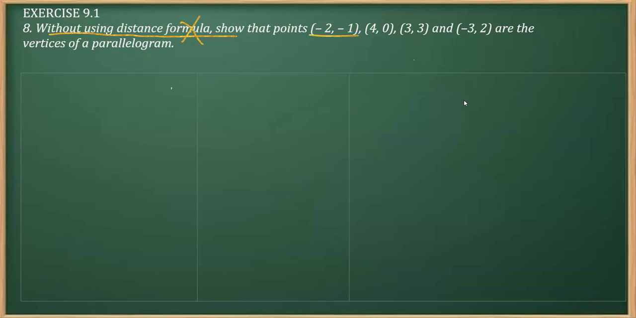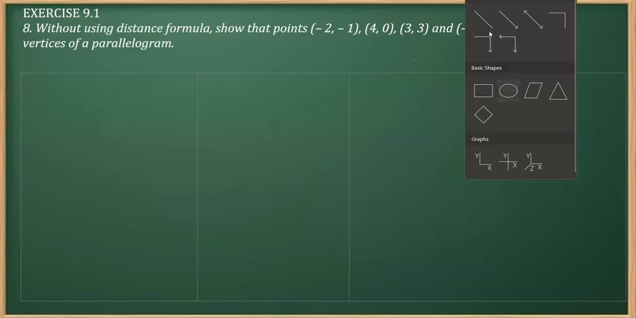these 4 points, say A, B, C, D, are the vertices of a parallelogram. So what we know is that a quadrilateral in which two pairs of opposite sides are parallel is called a parallelogram.